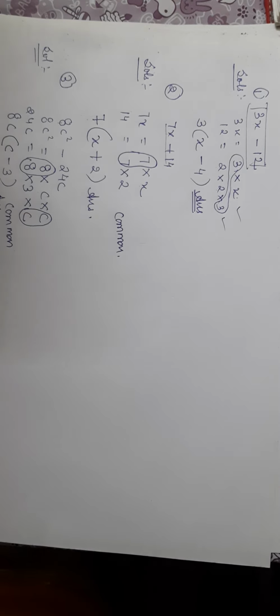You can check it also, because when you multiply 8c into c, you will get 8c square, that is this, minus, and 8 3s are 24, and 1 c is there, so 24c. So in this way you can check your answers also.